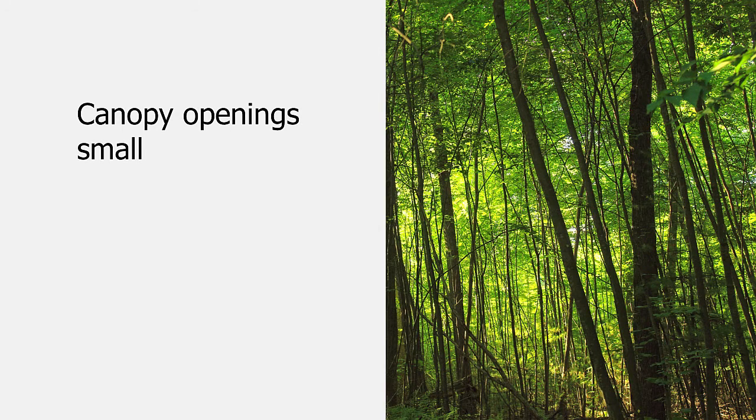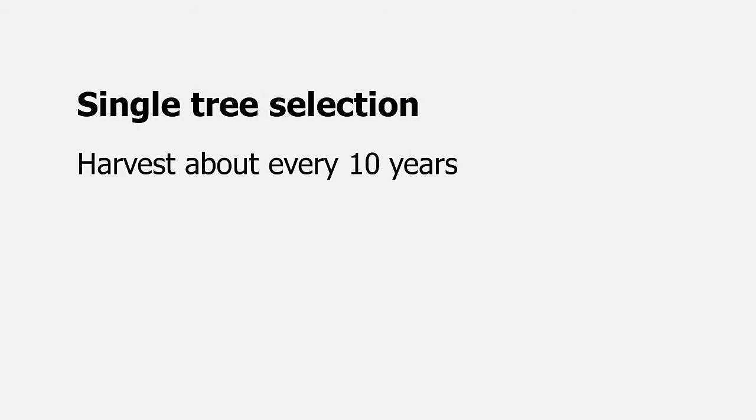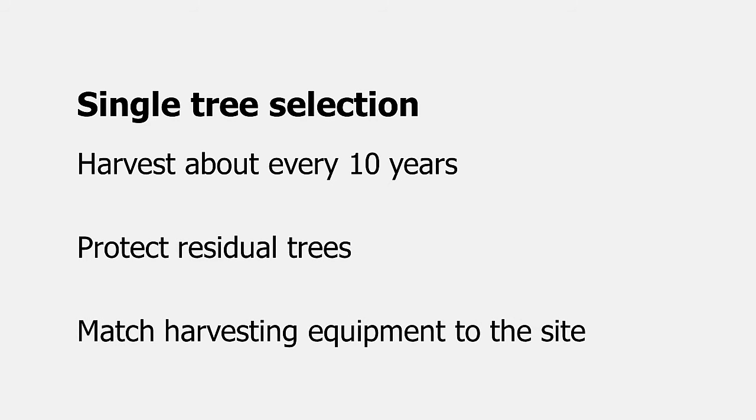Because the canopy openings are so small, the light resources reaching the forest floor are small, and only shade and intermediate shade-tolerant trees benefit from the cut. Depending on the species mix and site quality, single tree selection harvests occur about every 10 years or so. Take care to protect residual trees and to match harvesting equipment to the site to avoid compacting the soil.